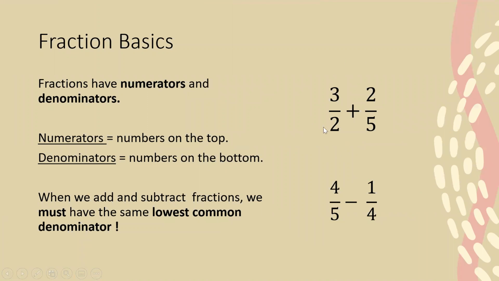Fractions here on the right, you'll see, have numerators and denominators. Numerators are just what we call the numbers on the top, so 3 and 2 would be numerators, and denominators are the numbers on the bottom. So 2 and 5 down here would also be considered denominators. When we add and subtract fractions, we must have the same lowest common denominator, and today we're going to find out how to find that.